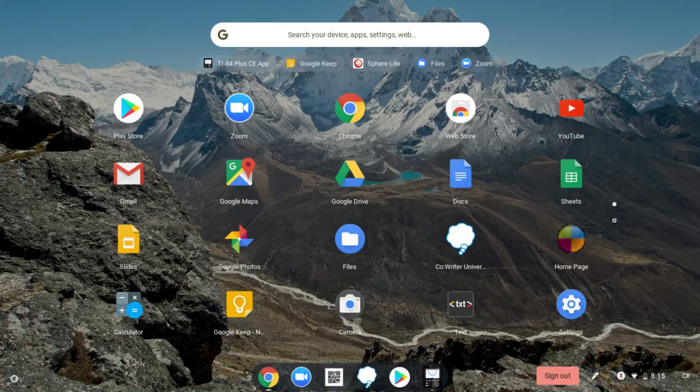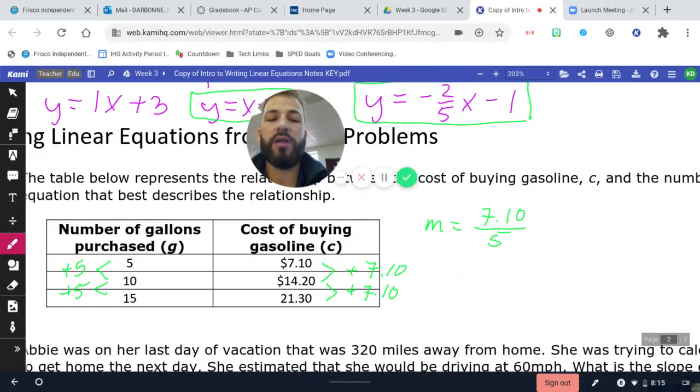All right, and we type that in the calculator, we get $1.42. So M is equal to 1.42, which means each gallon is costing $1.42. Now, something you might notice is if I go all the way to 0, I would take away that $7.10. So how much does it cost to buy 0 gallons of gasoline? It doesn't cost anything.